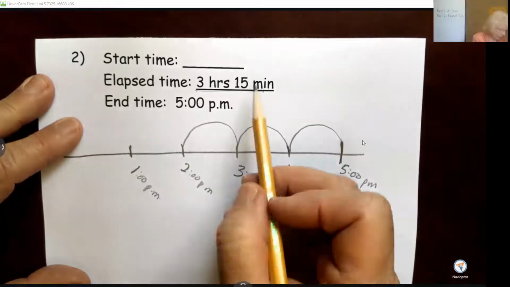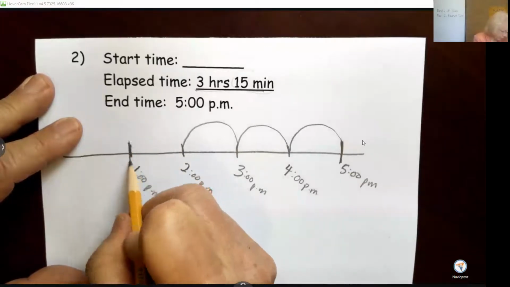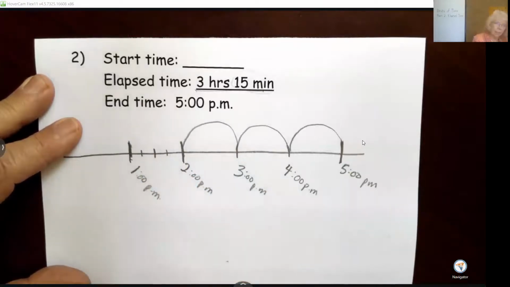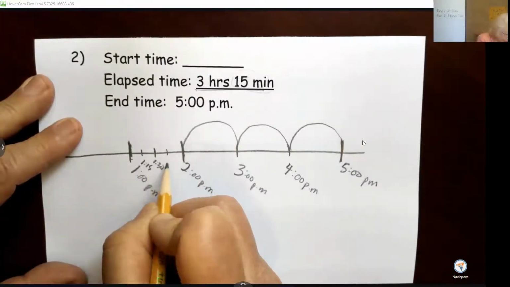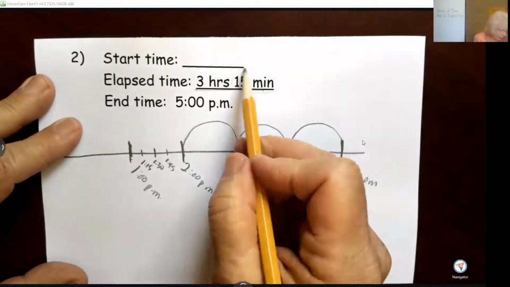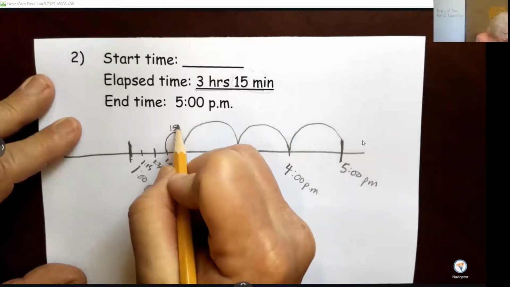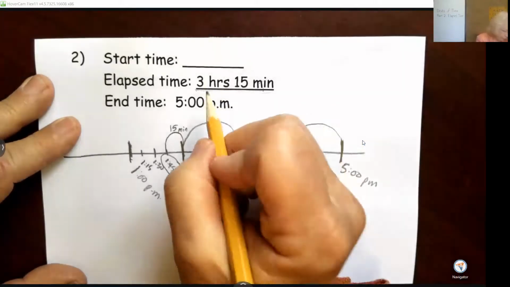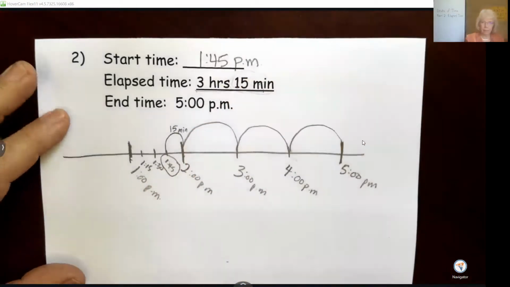Okay, now I need to go back just 15 minutes. I have that same problem I had before, but this time I only need to put in my marks for this last hour. So remember, if this is 1 and this is 2, we go in the middle again, and now I have quarter hours. And this would be 1:15, 1:30, 1:45. I need to only go back 1 quarter hour, which is 15 minutes. Boom, right there. And my final time is 1:45 p.m.